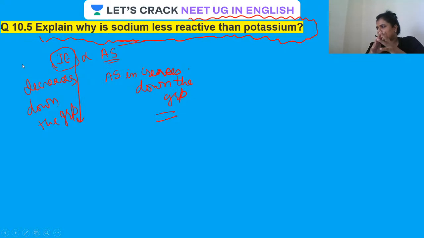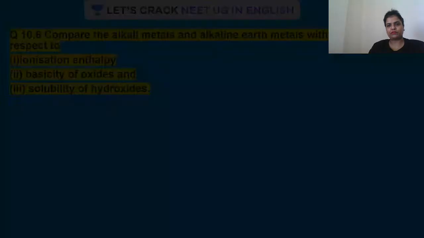Come on, guys, all your eyes on the screen. Explain why sodium is less reactive than potassium. So it is very, very clear. Whenever you talk about reactivity, you talk about the tendency to lose electrons, isn't it? So you can see that in the group, sodium comes first, and below it comes potassium. So the size of potassium is bigger than that of sodium. So the ionization energy of potassium is less, and therefore it is more reactive, or you can say sodium is less reactive than potassium, or potassium is more reactive than sodium.